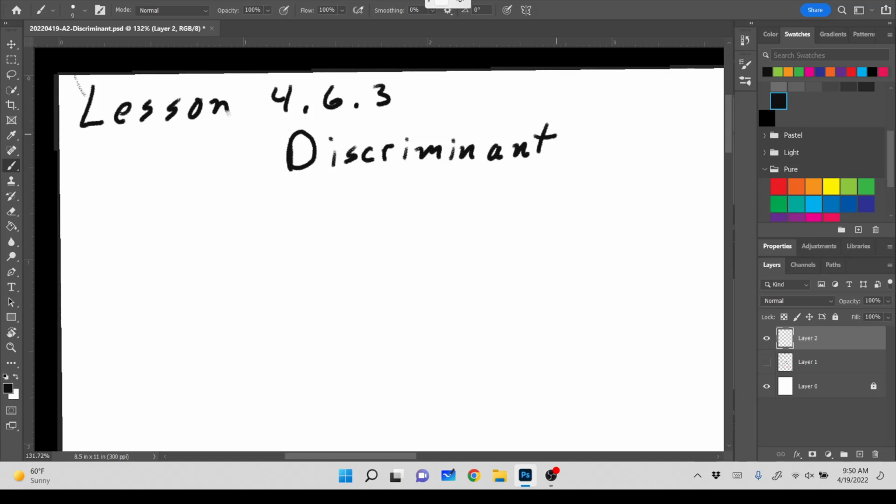Discriminant. 0.6.3. Yep, because it's part 3, isn't it? Why are we discriminating? Because we're like that. It's our privilege.